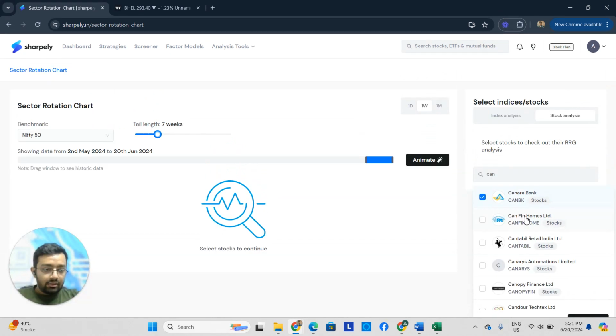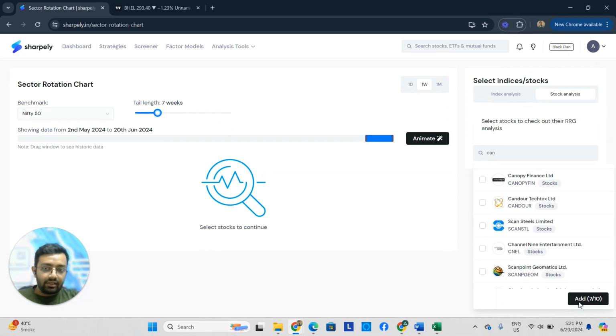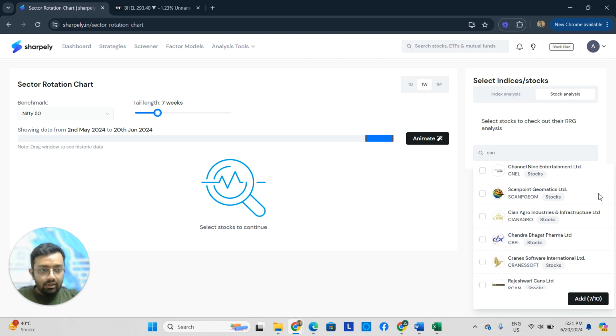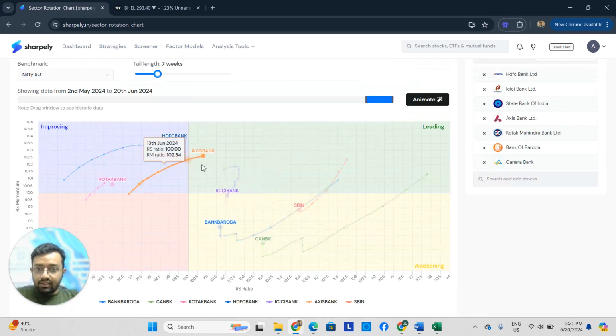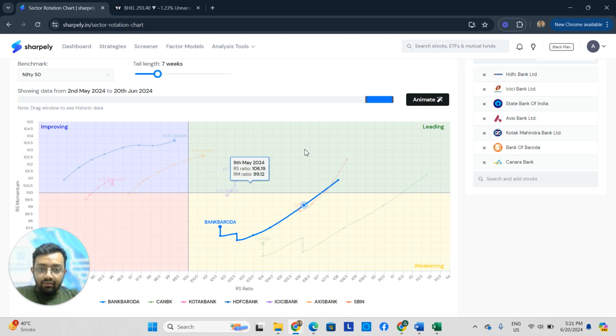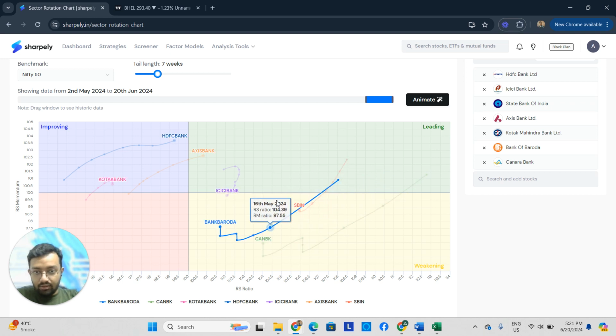As you can see, we have added some banks. 7 banks are there, right? And then I'm satisfied, so I'll just click on add. And that's it. Now we have a very interesting analysis here. PSU banks like Bank of Baroda, SBI, and Canara Bank, all three were strong. But now the momentum is going away from these names.